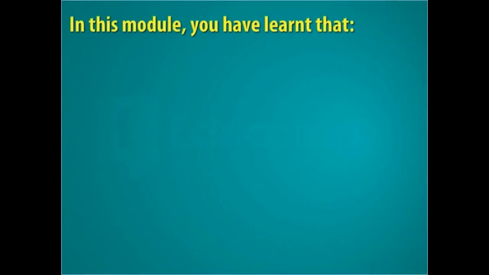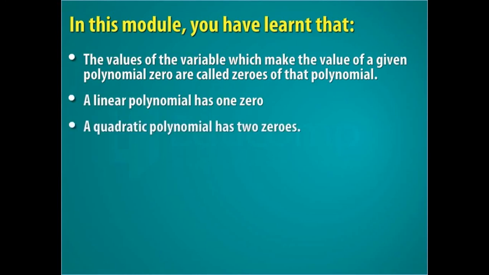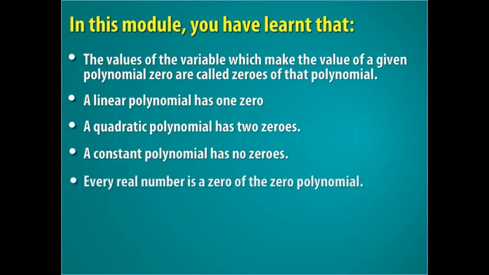In this module, you have learnt that the values of the variable which make the value of a given polynomial 0 are called zeros of that polynomial. A linear polynomial has one 0. A quadratic polynomial has 2 zeros. A constant polynomial has no zeros. Every real number is a zero of the zero polynomial.